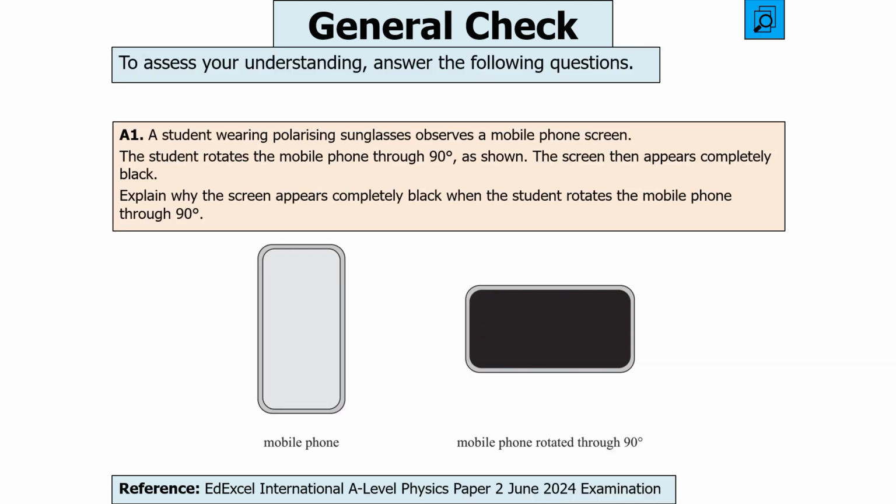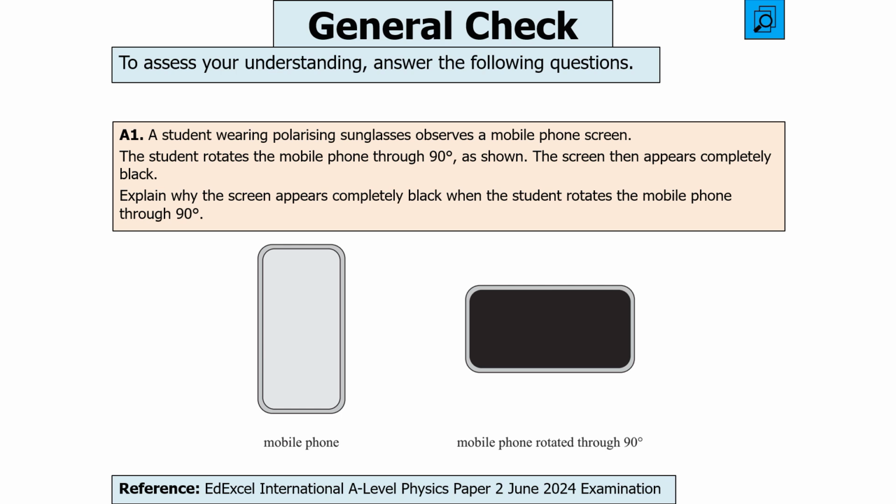A student wearing polarizing sunglasses observes a mobile phone screen. The student rotates the mobile phone through 90 degrees as shown. The screen then appears completely black. Explain why the screen appears completely black when the student rotates the mobile phone through 90 degrees.